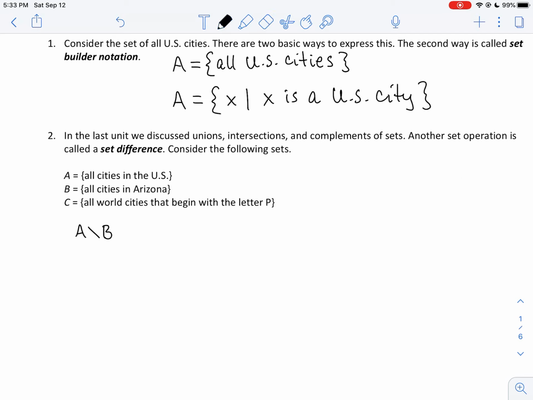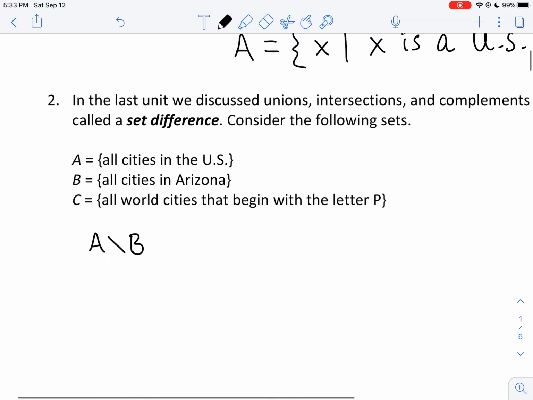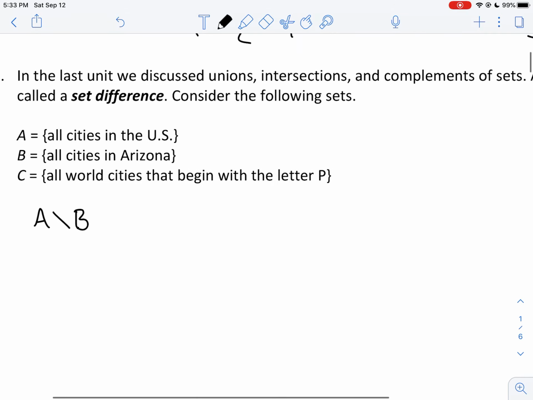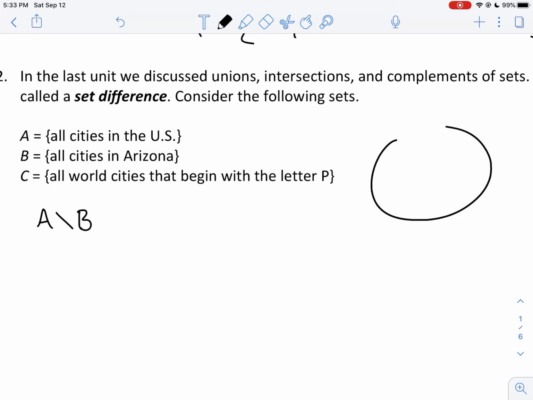But now let's look more specifically at this context where A and B represent these particular sets. A is a set of all cities in the US, B is all cities in Arizona. So this is a case where A would be a larger set and B would be a subset, because every single city in Arizona is also in the United States. So when I say, what's A minus B, you're going to wind up shading everything that's in A but not in B. In other words, it's all cities that are not in Arizona but are in the United States.